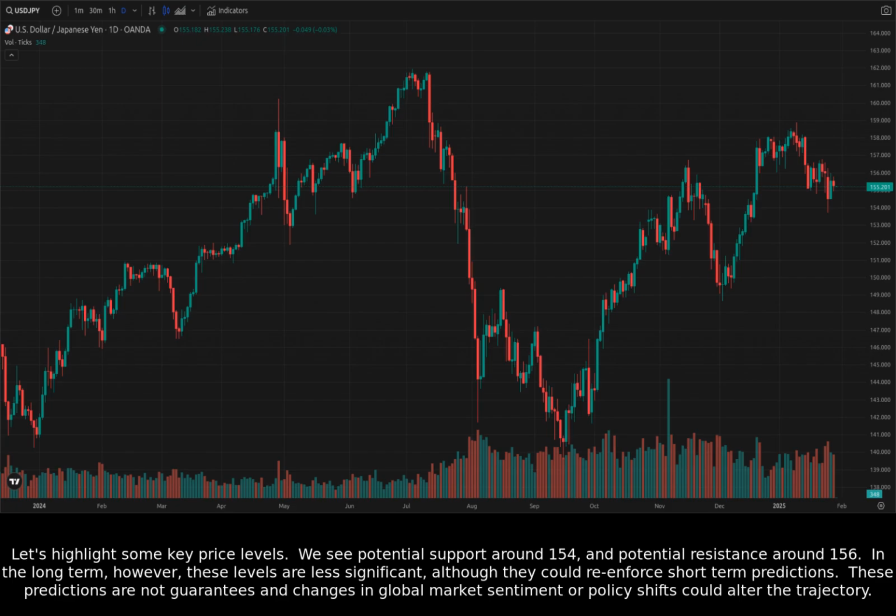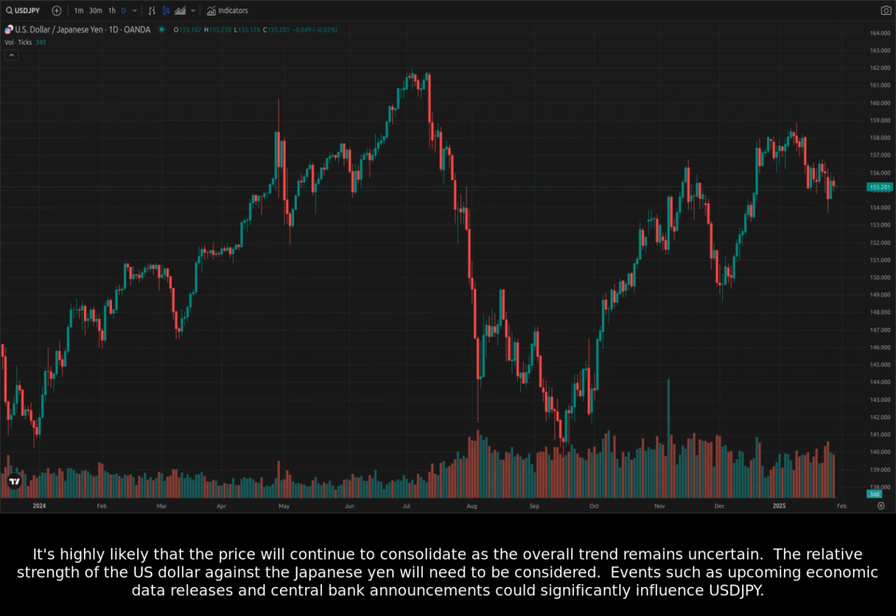We see potential support around 154 and potential resistance around 156. In the long term, however, these levels are less significant, although they could reinforce short-term predictions. These predictions are not guarantees, and changes in global market sentiment or policy shifts could alter the trajectory. It's highly likely that the price will continue to consolidate as the overall trend remains uncertain.